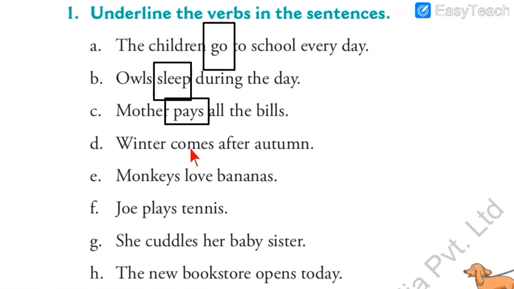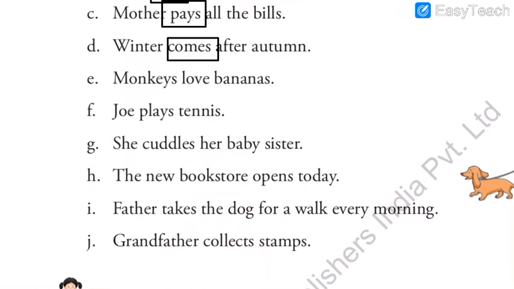Next sentence is: Winter comes after autumn. Now what is winter doing? It comes. Correct? So it is also an action, that it replaces the autumn, right? So this comes is a verb here.